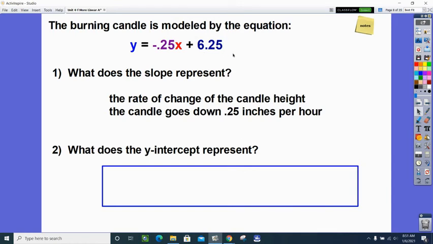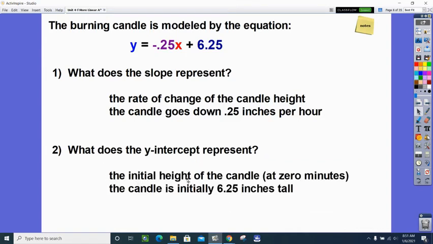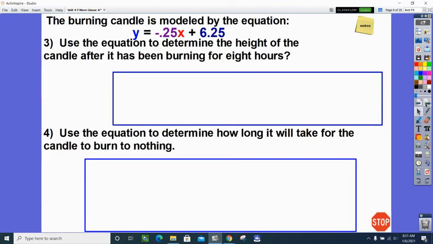What is the 6.25? Did you say that is the initial height of the candle? So when you bought the candle, it was 6 1/4 inches, 6.25 inches tall. So you get that information off of that equation. All right, let's take it just one step further here to finish up today. Let's stick with the burning candle. Use the equation that we have up above to figure out what the height of the candle is after it has been burning for 8 hours.